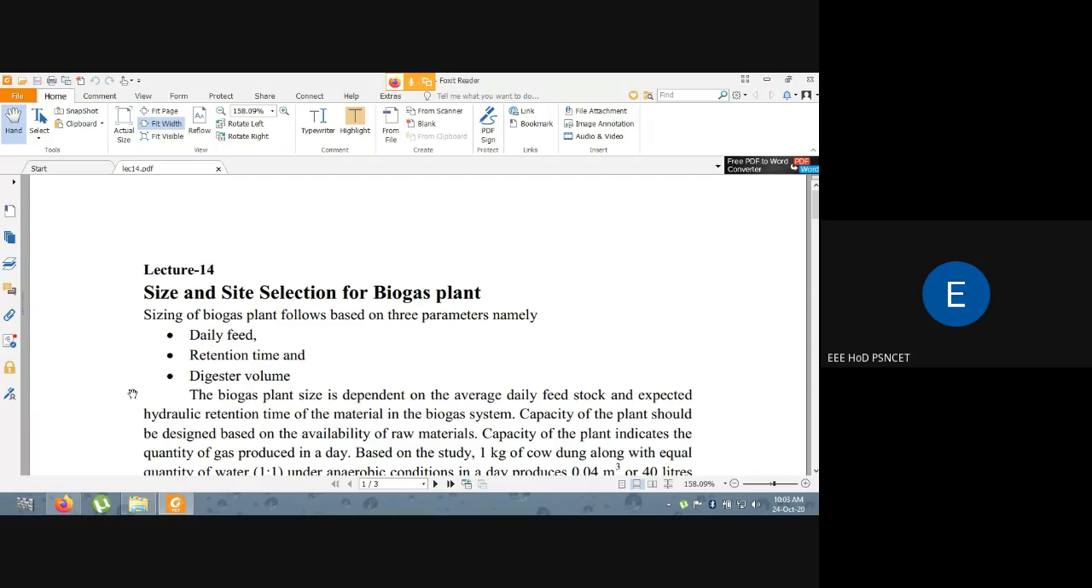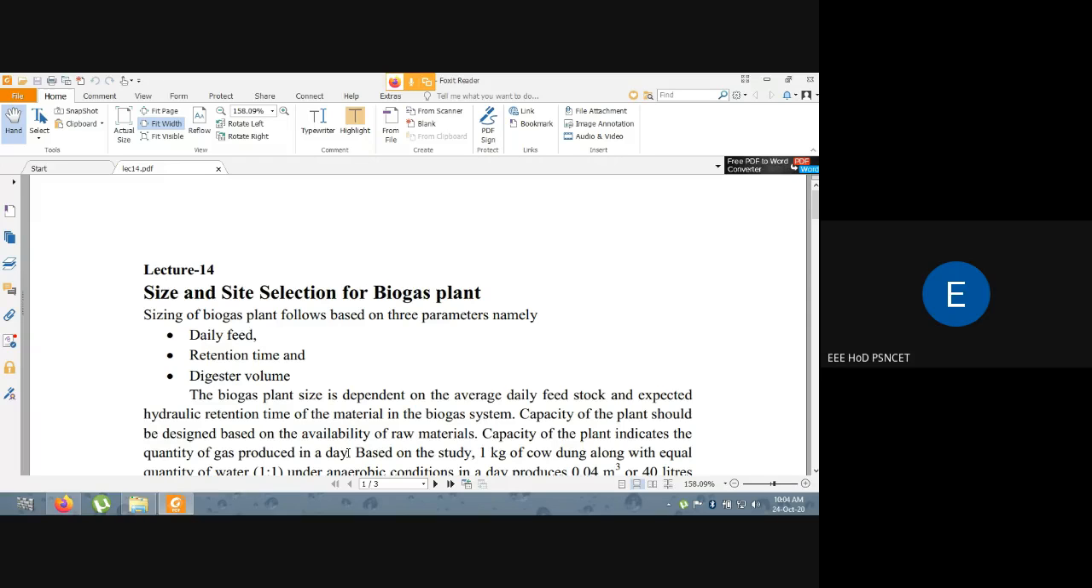Okay, pig farms are there. The waste from pigs can also be used as a raw material for the biogas plant. It is mixed with an equal quantity of water at the mixing table and applied into the digester. Okay. So the capacity of the plant indicates the quantity of gas produced in a day.